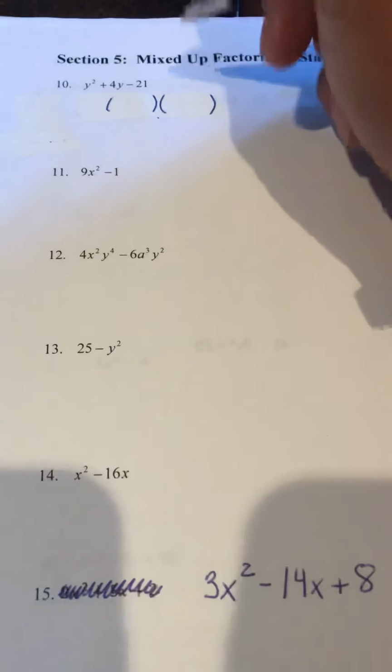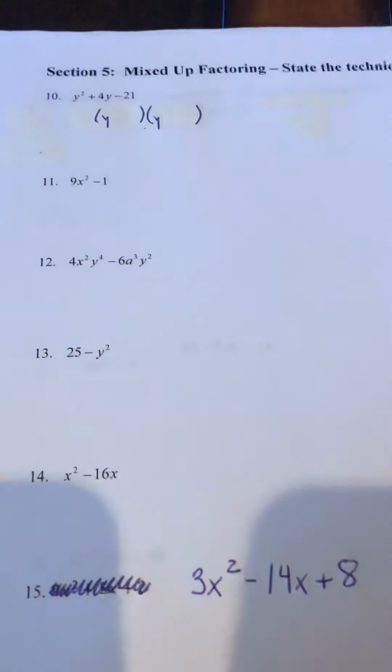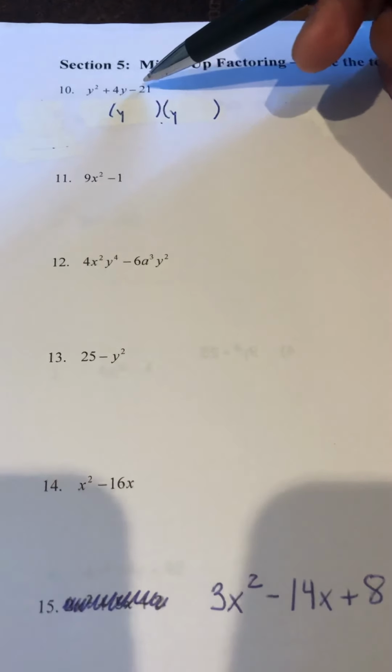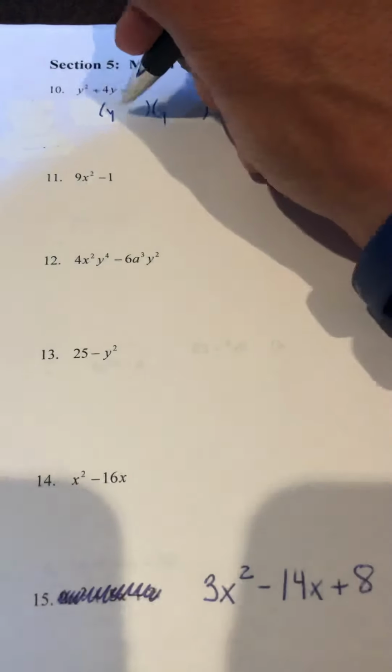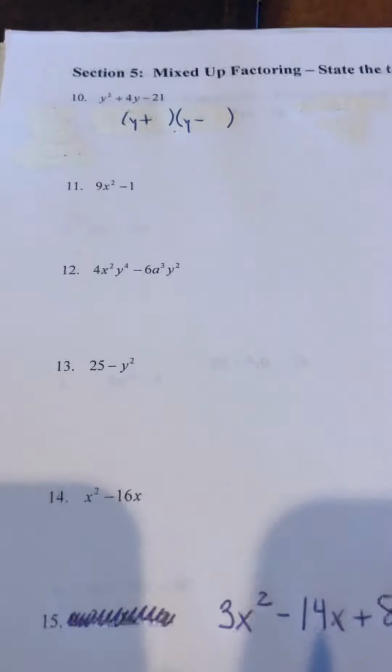We're going to factor our first term. So we have y squared, so it would be y and y. We then take a look at the end. The sign is negative, so the signs are opposite. So one plus, one minus. Does not matter where they go.